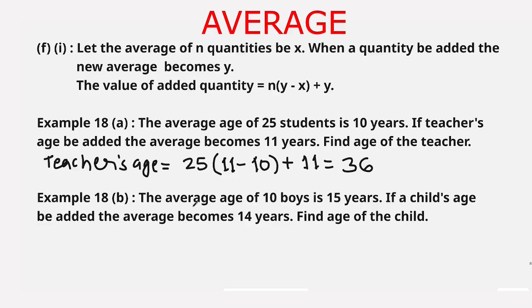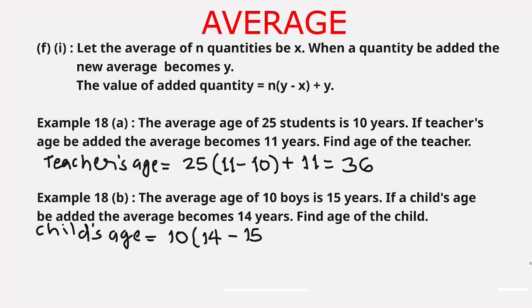The average age of 10 boys is 15 years. If a child's age be added, the average becomes 14 years. Find the age of the child. Now here the average is decreasing. Child's age equal to, here n is 10. Final average is 14. Initial average is 15.